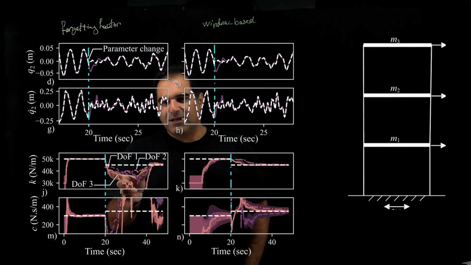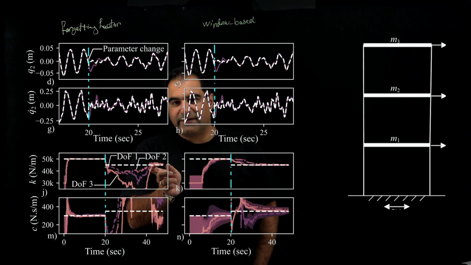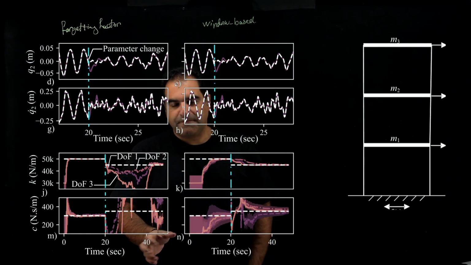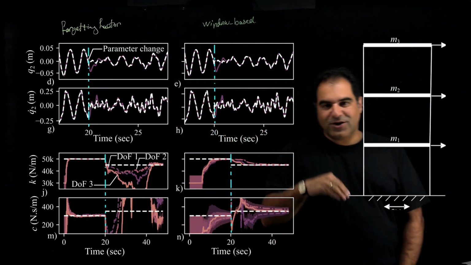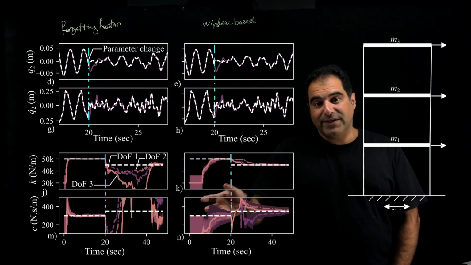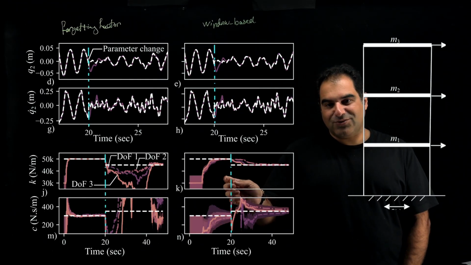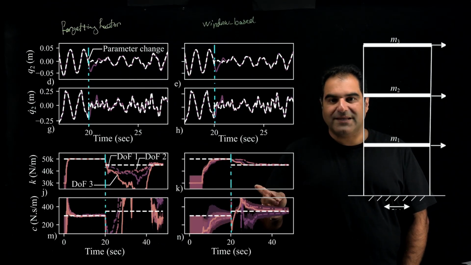And as you see here, the forgetting factor-based technique is a bit lazy to quantify the level of the change for the stiffness value. And for the damping value, it is not able to quantify the level of damage. But the window-based technique, on the other hand, although it is slow at the beginning to catch the ground truth, for damage is quite fast.